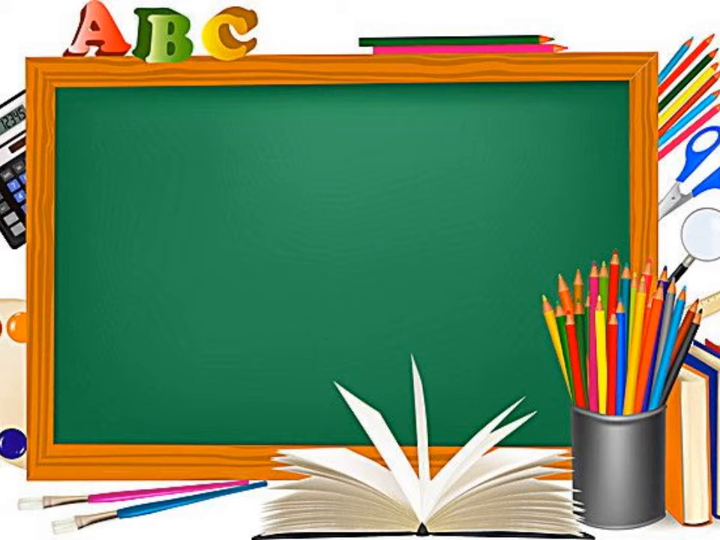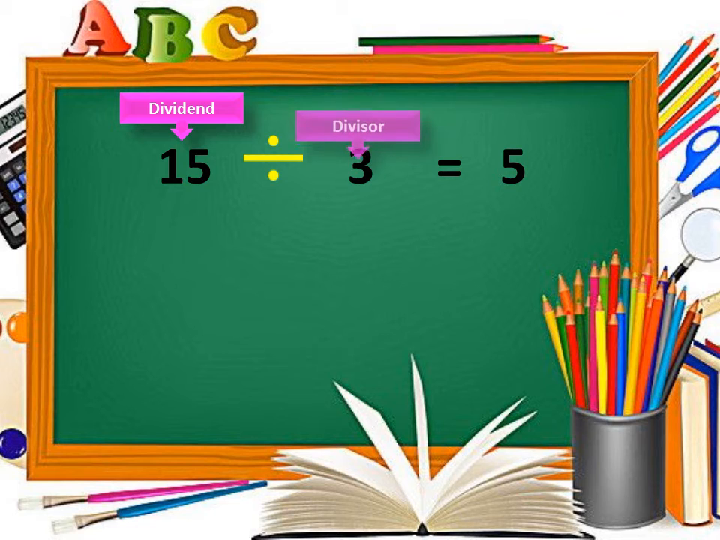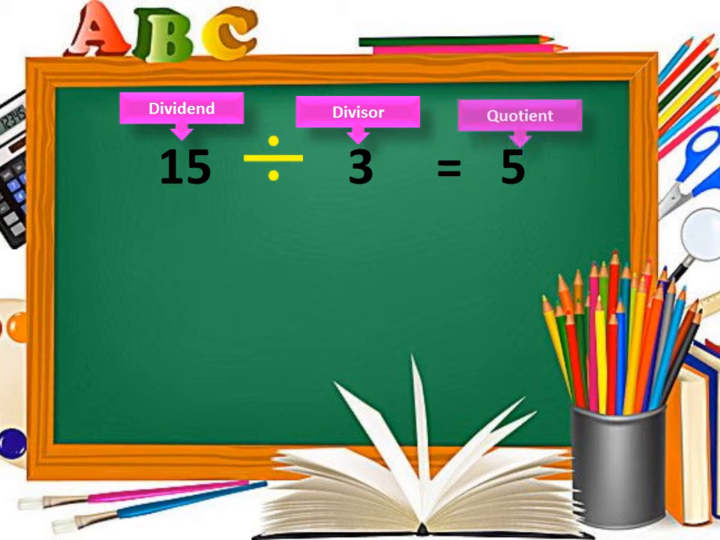There are several ways to write the division problem. Let's take a quick look. This is the first way to show the division problem. In this, we will write the division problem using the division symbol. In this problem, 15 divided by 3 equals 5. 15 is the dividend, 3 is the divisor and 5 is the quotient, which is the answer.